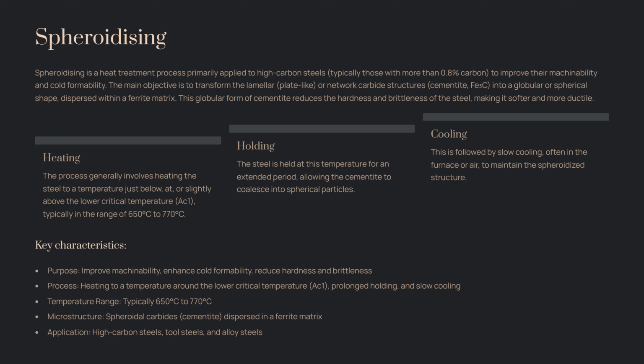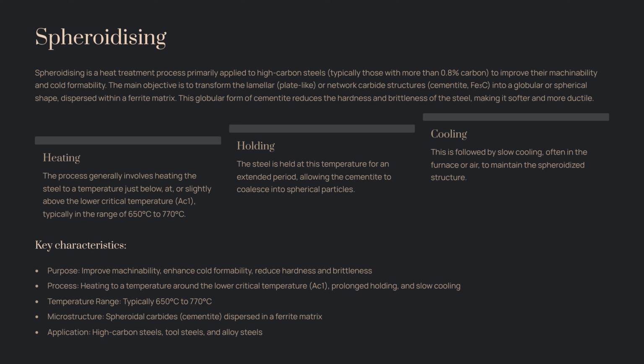Spheroidizing. Spheroidizing is a heat treatment process primarily applied to high-carbon steels, typically those with more than 0.8% carbon, to improve their machinability and cold formability. The main objective is to transform the lamellar, plate-like, or network carbide structures, cementite, Fe3C, into a globular or spherical shape, dispersed within a ferrite matrix.